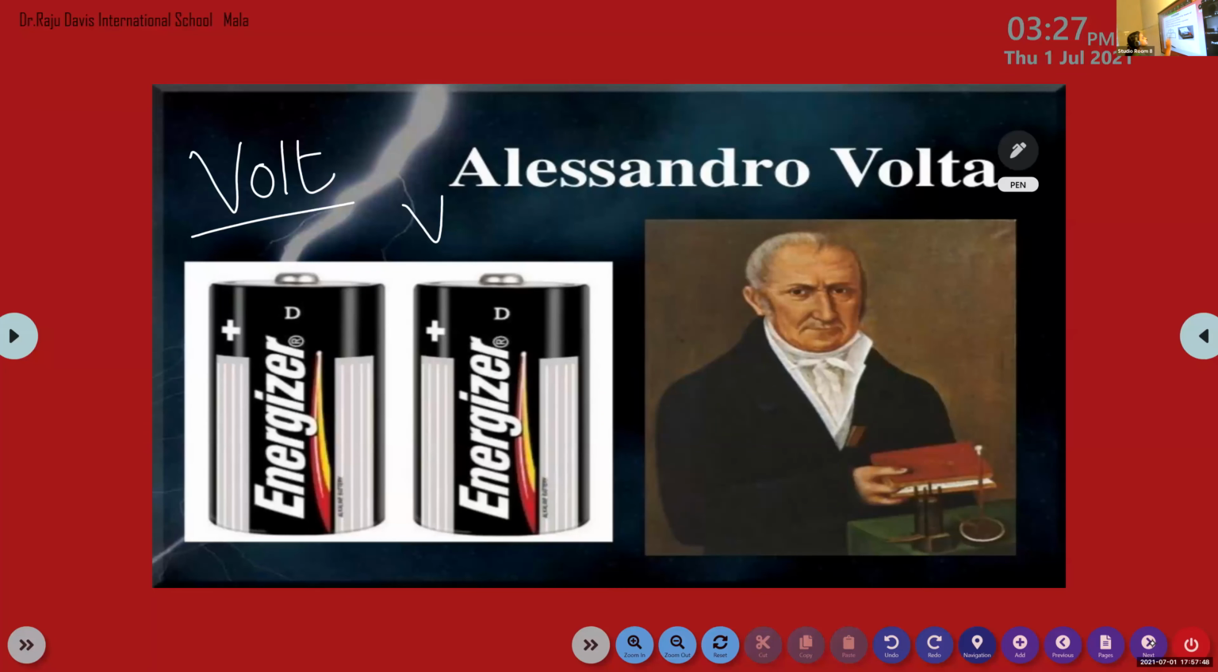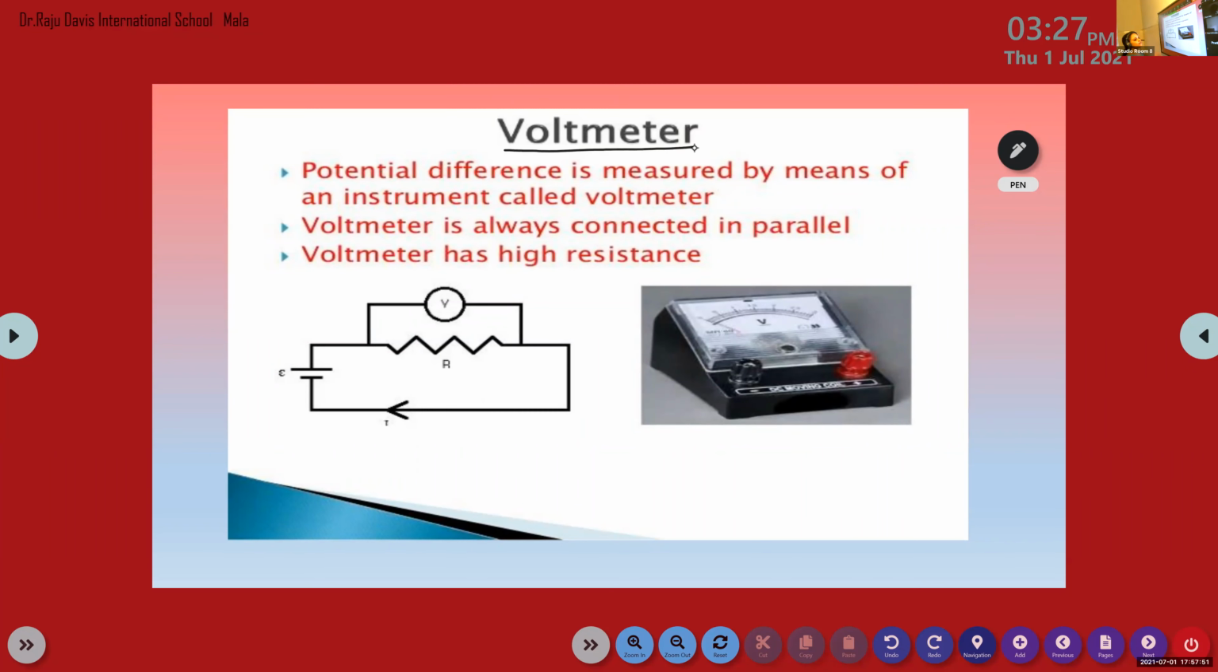Now, voltmeter is a device that is used to measure the voltage or potential difference. In order to measure the current, we use an ammeter. Similarly, to measure the voltage, we use another device known as a voltmeter. This voltmeter is always connected in parallel, across the resistor R.